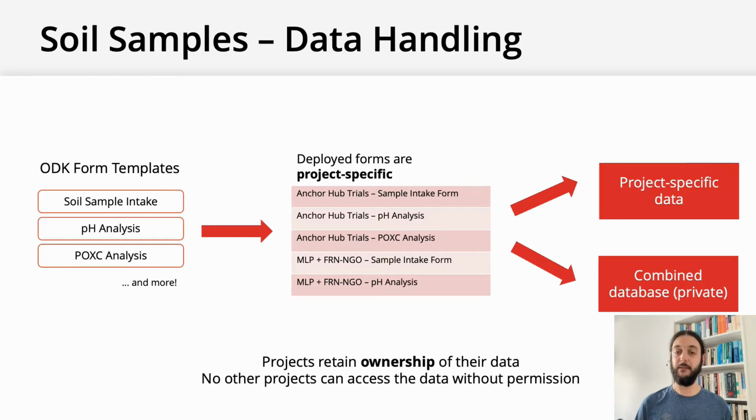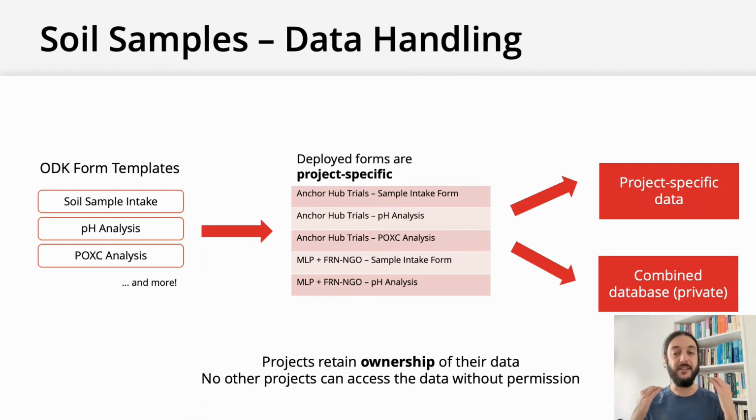It works like this. Every project has access to the same form templates, but when they deploy them, they get unique instances of those forms. And this is important, as it means each project retains full ownership and control of their data throughout the collection process. The form deployment is managed by the project, so they can control which forms they use and when.